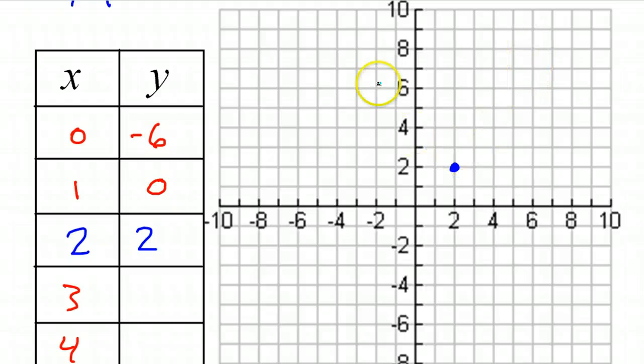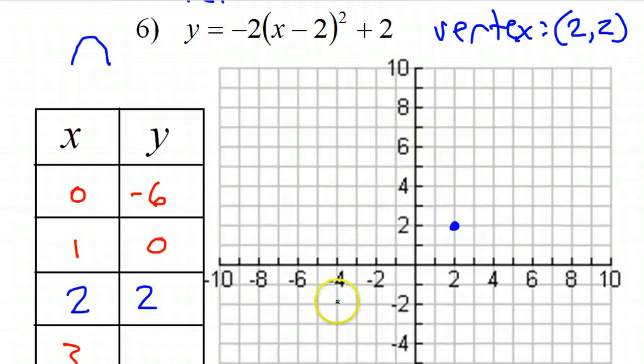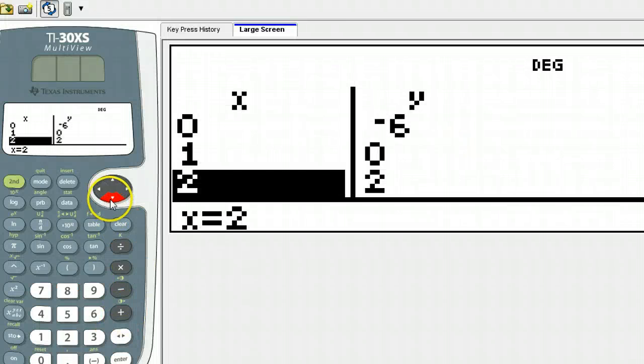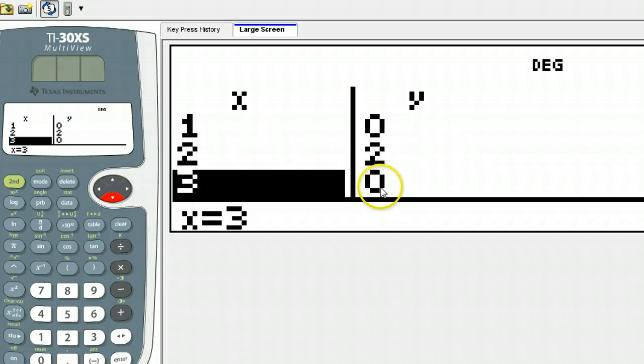Now, because of the symmetry of the parabola, if this is 0, this should be 0. If this is -6, then this should be -6. But as long as we got the calculator going, let's verify it. Okay, so we're expecting a 0 next. Bam! 0. Next we're expecting a -6. And there it is.